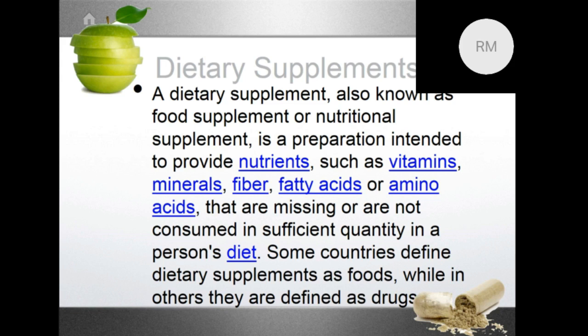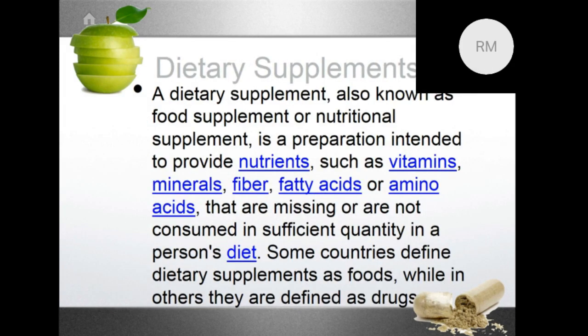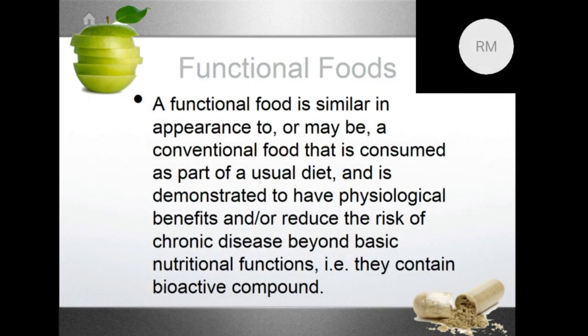We then have functional foods. So a functional food is something which is very similar to what we normally eat. It might even be mistaken for normal food, but it is something which is demonstrated to have very specific effect in treating or in preventing a particular disease, which means foods which have some bioactive compounds.